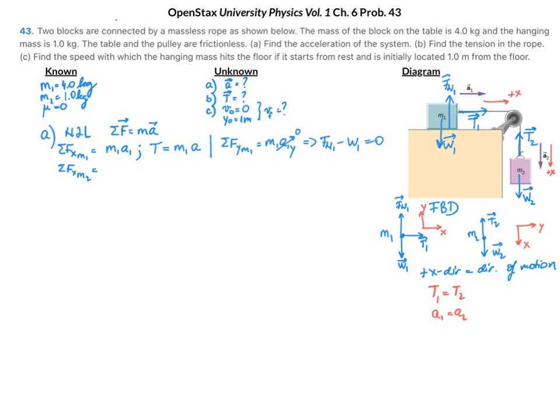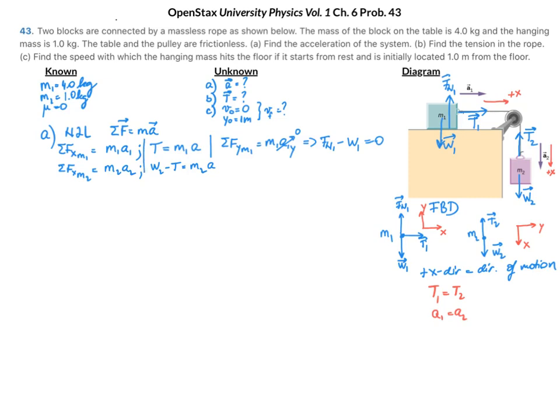So x direction for block 2 is down. Positive is down. So that means that W2, weight 2, is going to be positive, whereas tension 2 is going to be negative. So then Newton's second law in the x direction for block 2, which says that it's M2A2, will become W2 minus the tension, remember that T1 equals T2, is equal to mass 2 times acceleration 2, but A1 equals A2, and I just called it A.